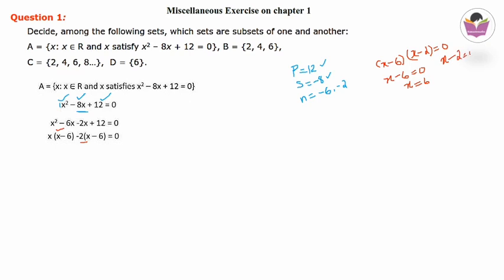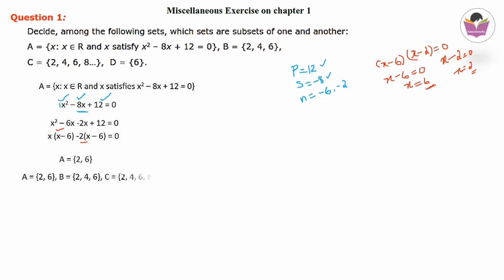X minus 2 equal to 0 means x should be 0 plus 2, so that is 2. So our solution is x is equal to 6 and x is equal to 2. Directly we can write here A is equal to {6}. But this much calculation we have done for those who are facing difficulty. Or else directly from here we can write A is equal to {6}.